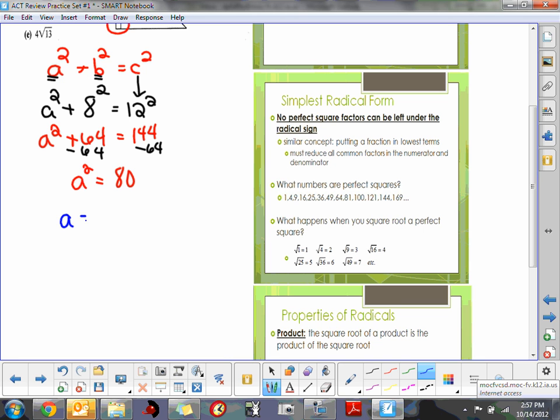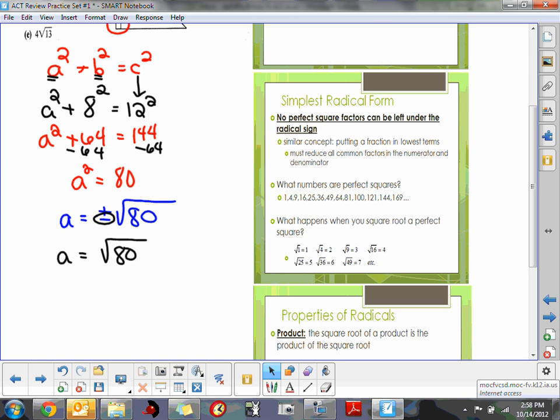So a is equal to, whenever you square root, it should be the plus and minus of the number that you're taking the square root of. But because of the context of this problem, we don't have to worry about the negative part of it, because a leg will not be negative in length. So all we have to focus on is the square root of 80. And that brings me to where we normally have a little bit of trouble, and that is reducing this and putting it in simplest radical form.